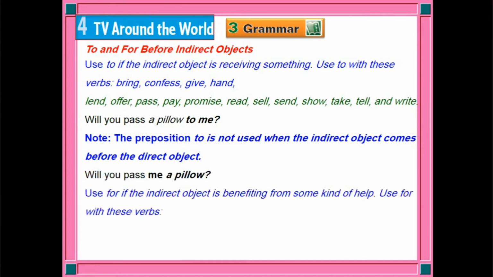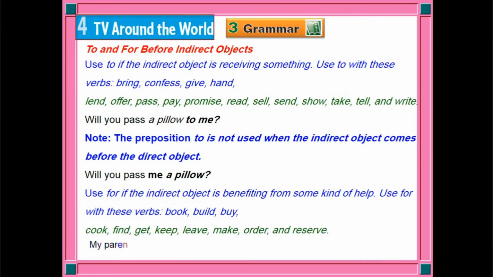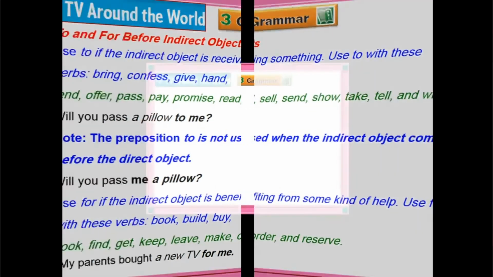Use for. استخدام for بقى يا شباب. If the indirect object is benefiting from some kind of help, use for with these verbs: book, build, buy, cook, find, get, keep, leave, make, order, and receive. For example, my parents bought a new TV for me. Bought a new TV for me اللي هي buy يا شباب. The past form of it is bought.